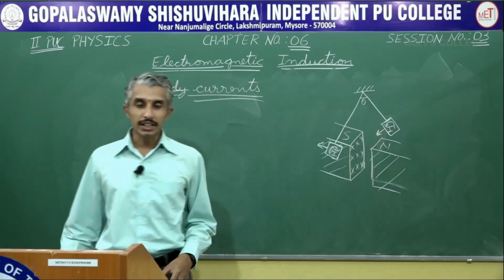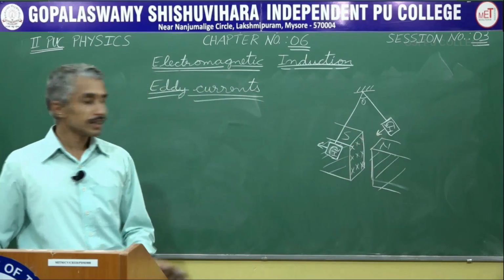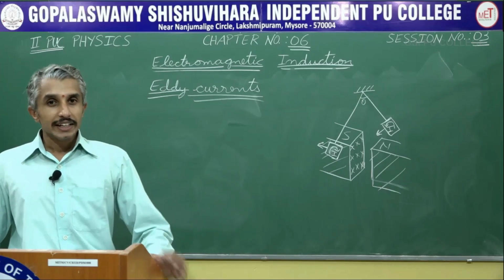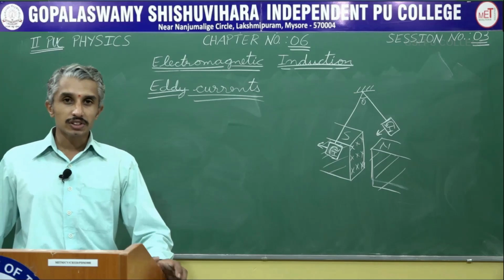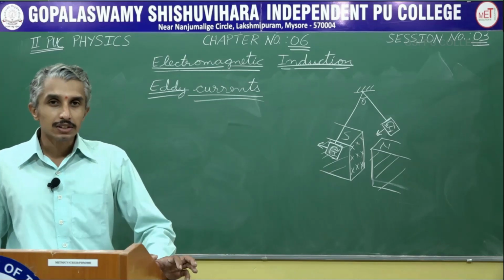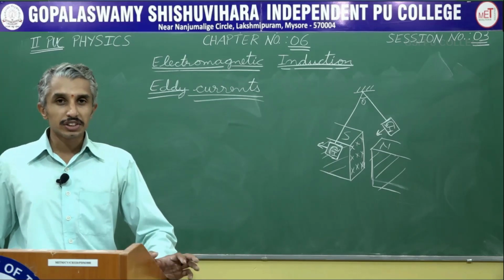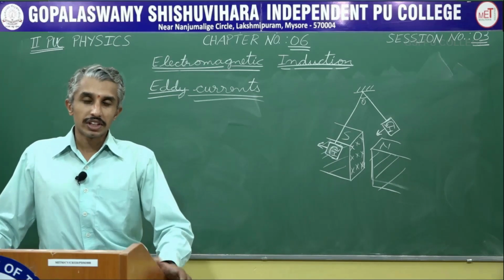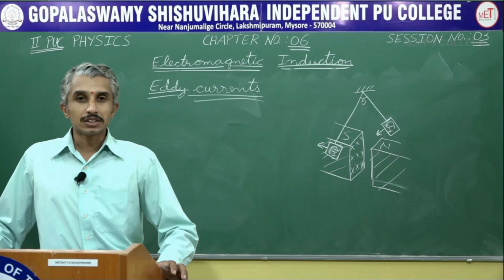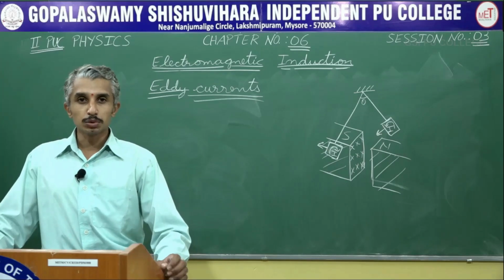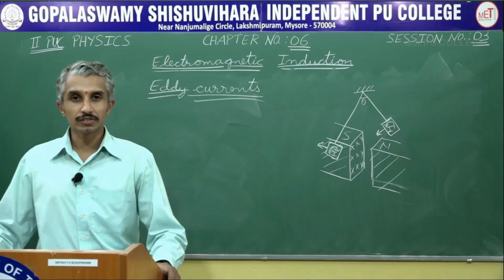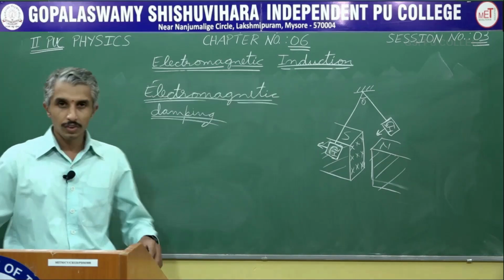So, when a bulk conductor is made to oscillate in a magnetic field, eddy currents are produced on the surface of the conductor. This is due to change in magnetic flux. Also, the direction of the current when the conductor moves inside the magnetic field and when it comes out of the magnetic field are different.